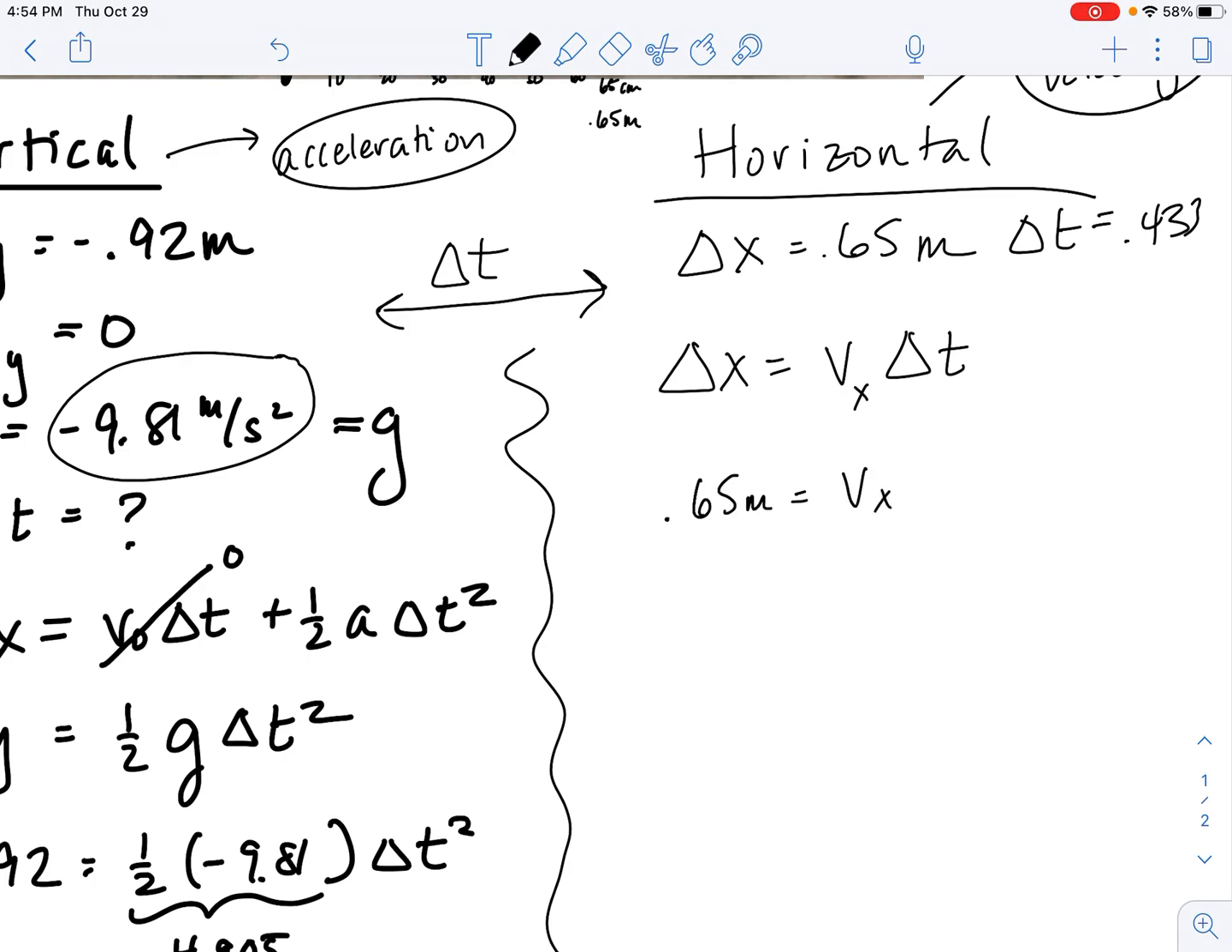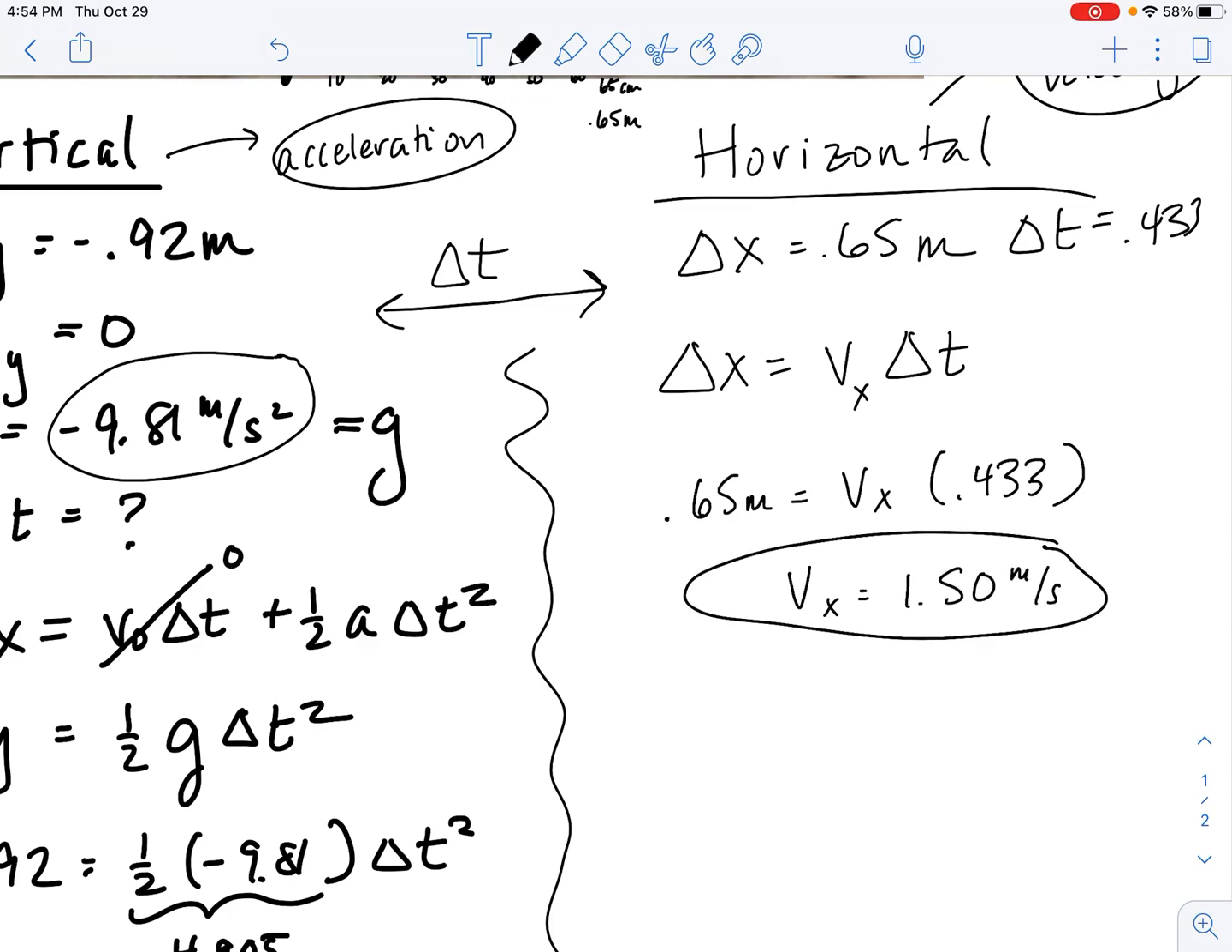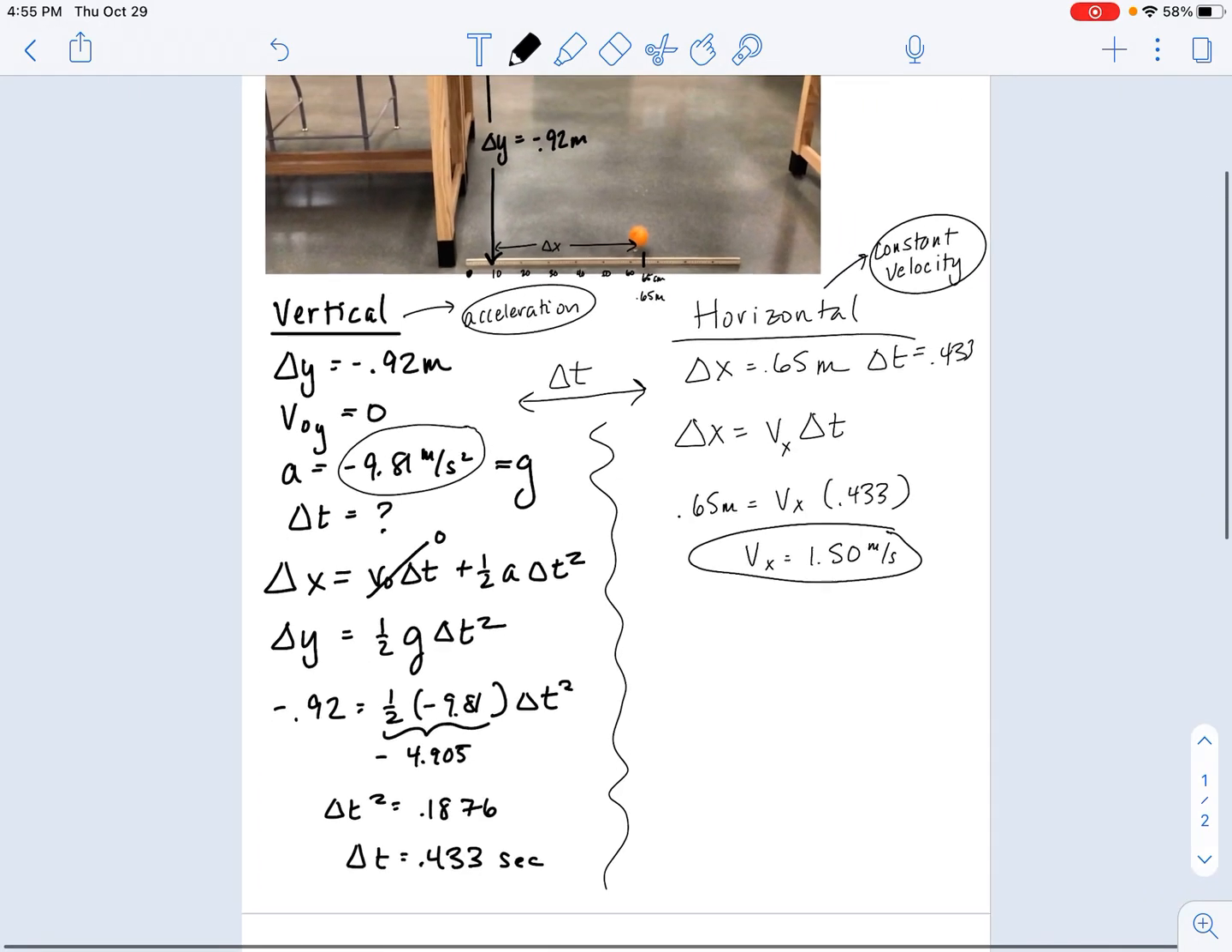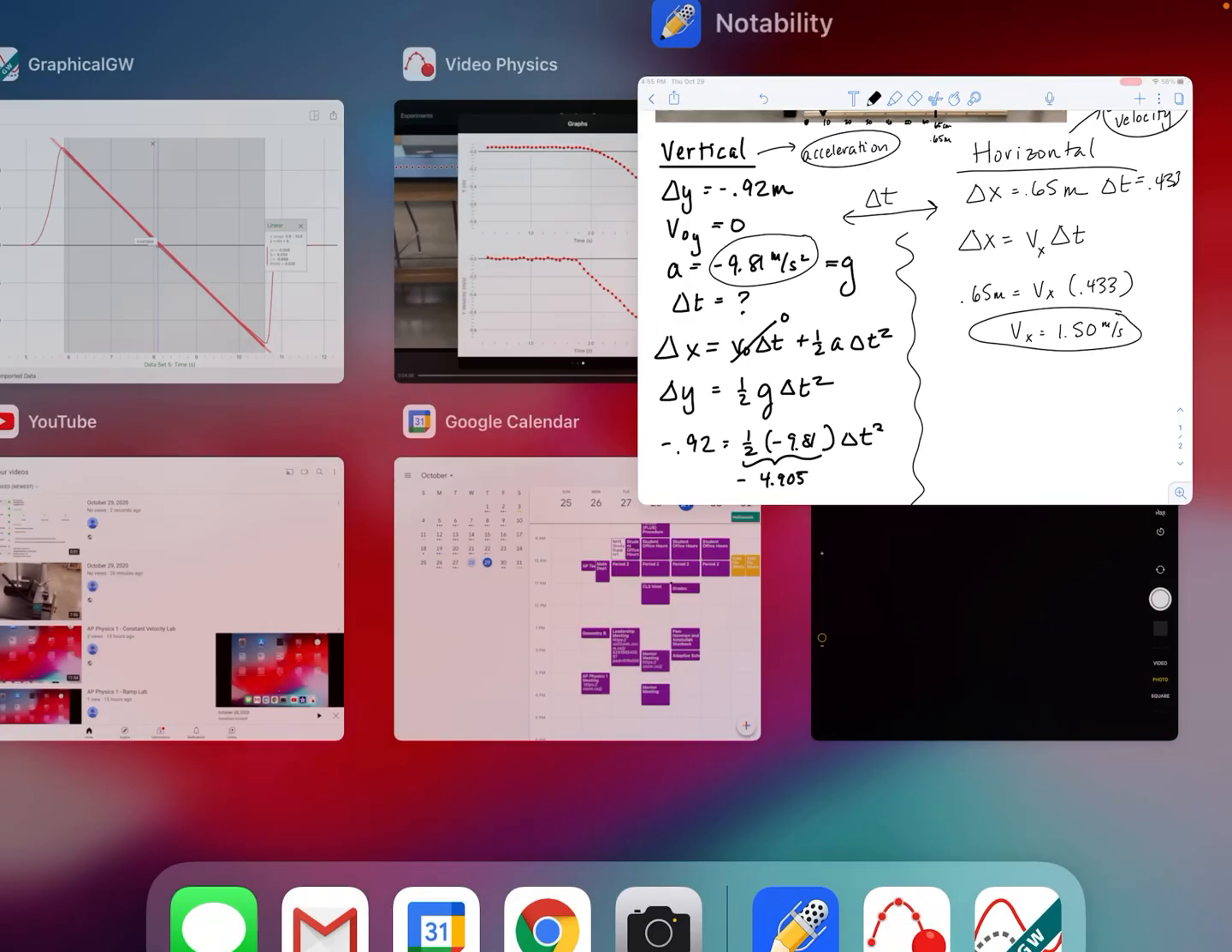0.65 meters equals Vx times 0.433 seconds. And then I would take 0.65 divided by 0.433. Okay, and so I get that Vx is 1.50 meters per second. Oh, that's pretty cool. I got a nice clean number there. I lucked out. Okay, that's great.